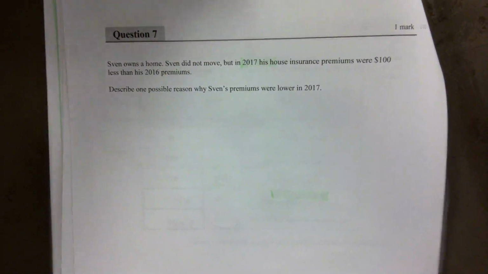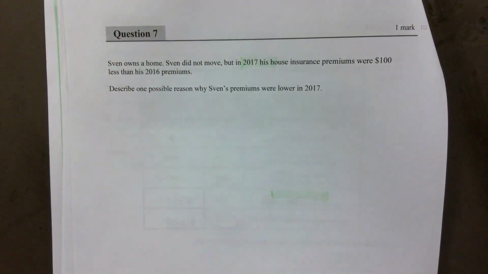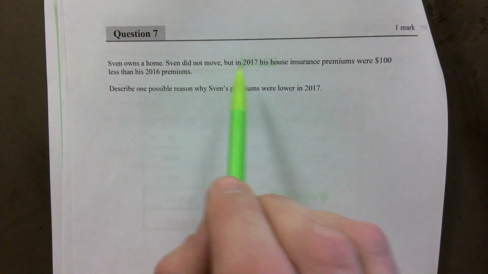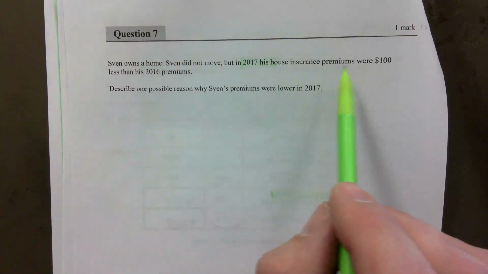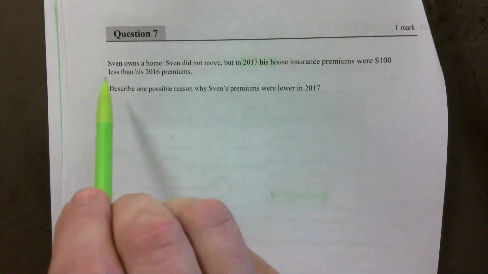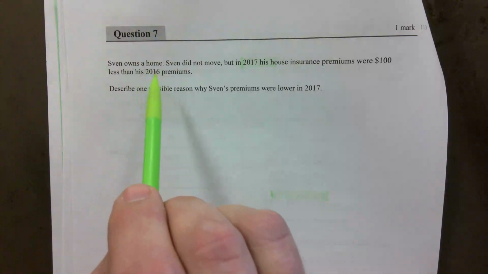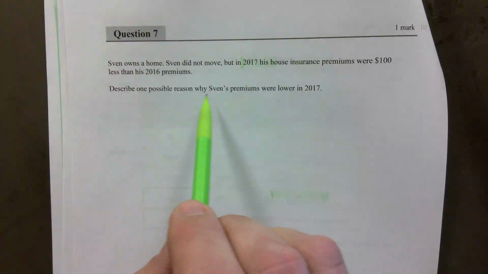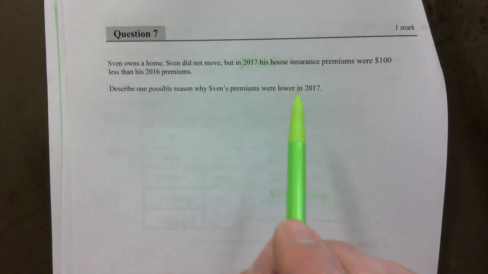Here, let's go to 7. This one is just a quick one. Is this insurance based? Sven owns a home. Sven did not move, but in 2017 his house insurance premiums were $100 less than in 2016. Describe one possible reason why Sven's premiums were lower in 2017.